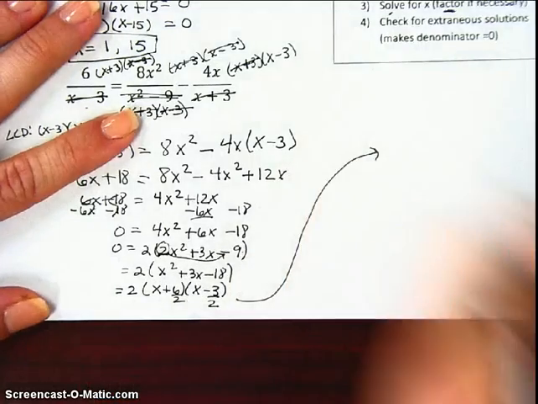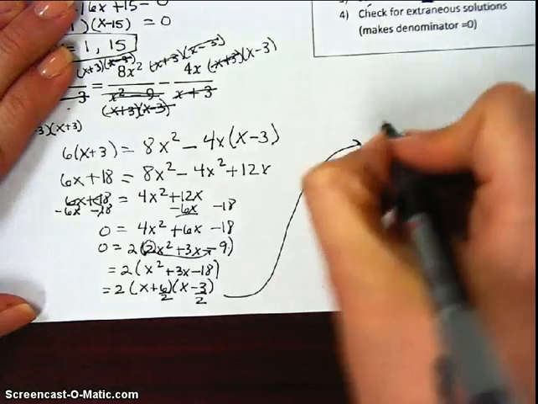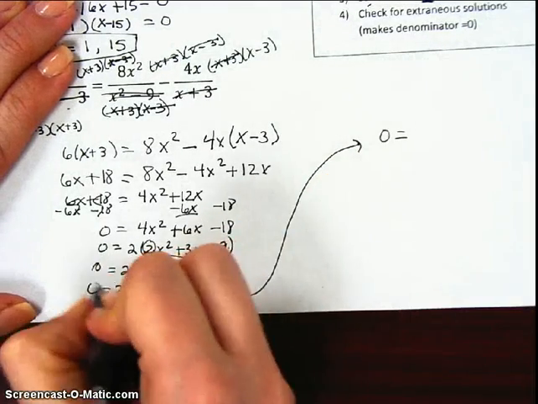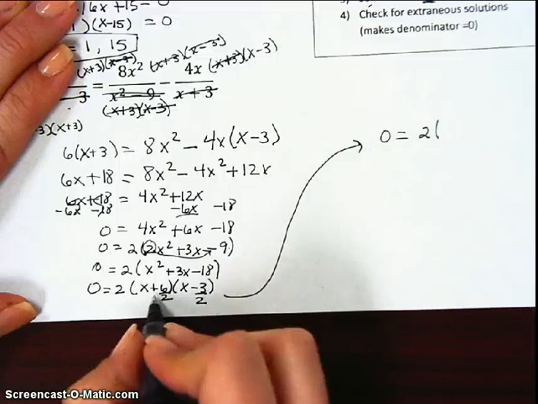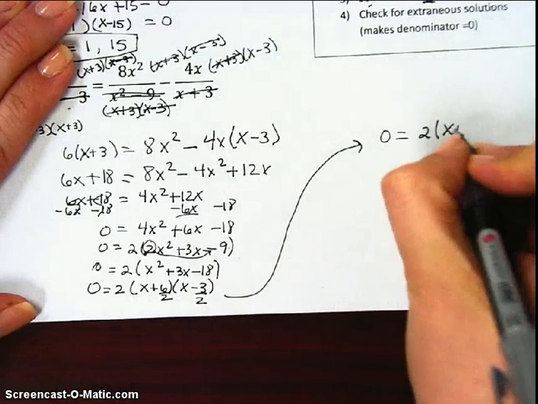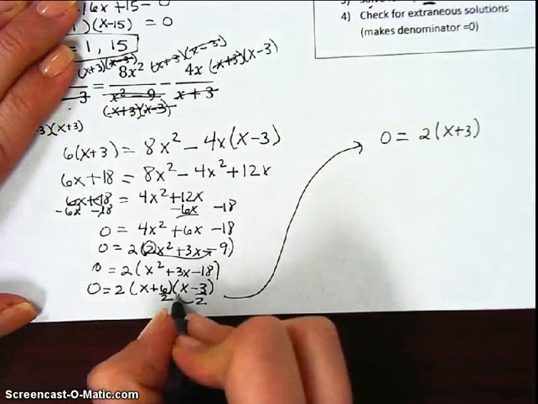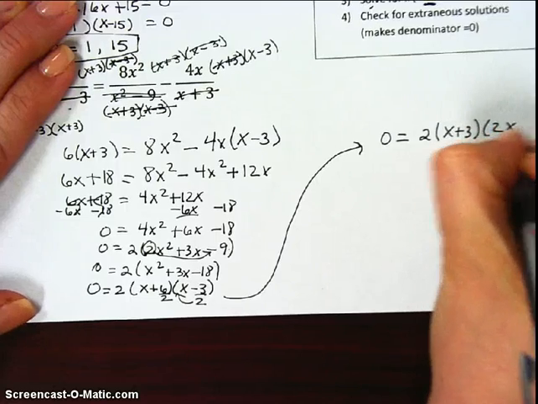Go ahead and come up here. So when we do that, we've got 0 equals 2 in front. Then this reduces to x plus 3. This doesn't reduce, so the 2 comes in front. 2x minus 3.